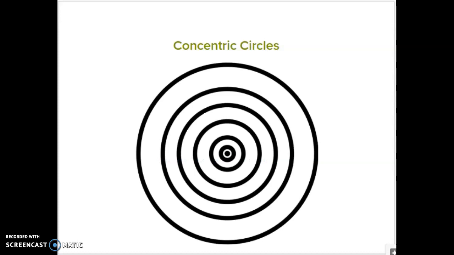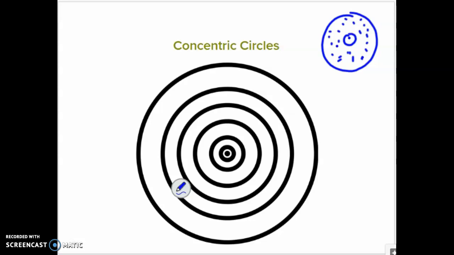I'm going to show you kind of a crazy picture. You don't have to draw this exact one if you don't want to. If you want, you can draw a donut. They share the same center. Maybe draw some sprinkles on it. Are you hungry yet? So, two or more circles that share the same center.